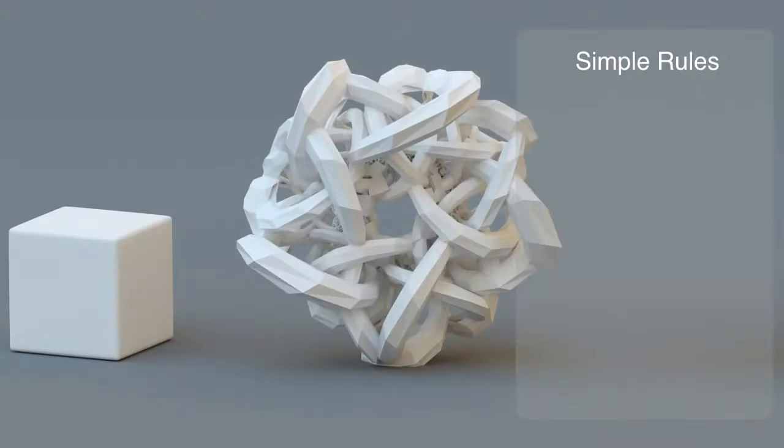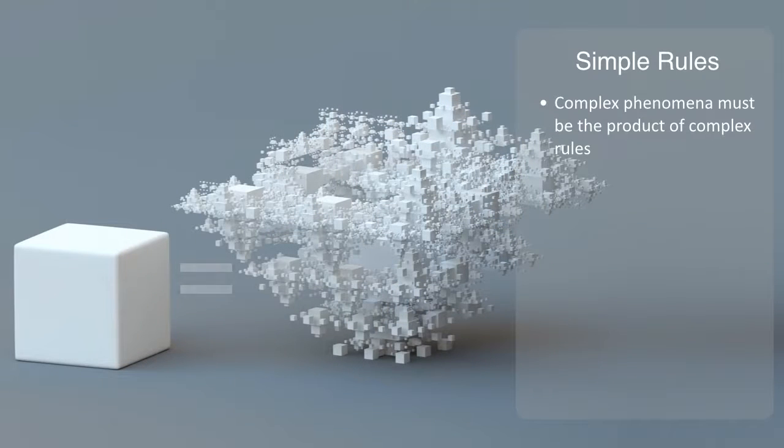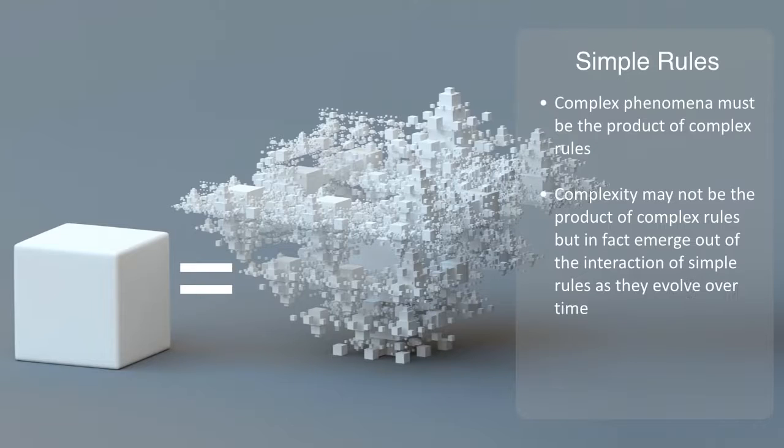One assumption within modern science is that simple rules can only create simple phenomena, and thus, inversely, complex phenomena must be the product of complex rules. The advent of chaos theory during the past few decades revealed this to be an invalid assumption, as simple systems like a double pendulum proved to be capable of generating complex and chaotic behavior. It is now increasingly accepted that complexity may not be the product of complex rules, but in fact emerge out of an interaction of simple rules as they evolve over time. Cellular automata are the tools that capture and embody this paradigm within science.